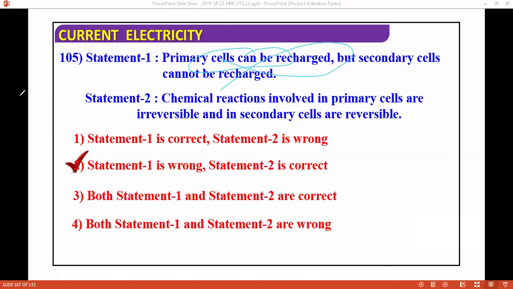So go through the options and understand the concepts. Okay, very good questions in front of you.